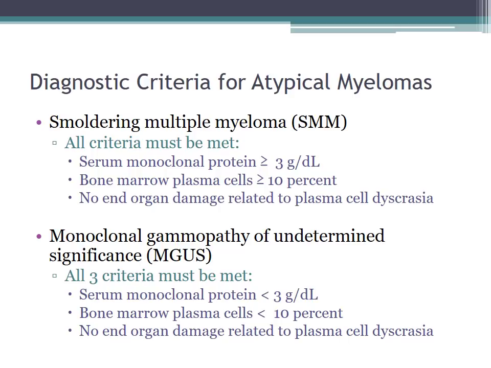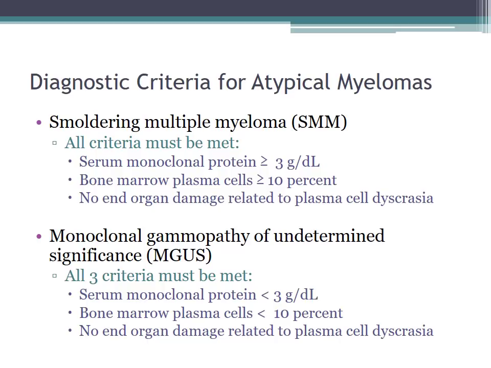The diagnostic criteria for atypical myelomas. I like to think of the atypical myelomas as the syndromes kind of leading up to multiple myeloma. These will include smoldering multiple myeloma, or SMM, and monoclonal gammopathy of undetermined significance, or MGUS. For smoldering multiple myeloma, I kind of think of this as the syndrome that has the testing that is positive for multiple myeloma, but it doesn't meet the last requirement.